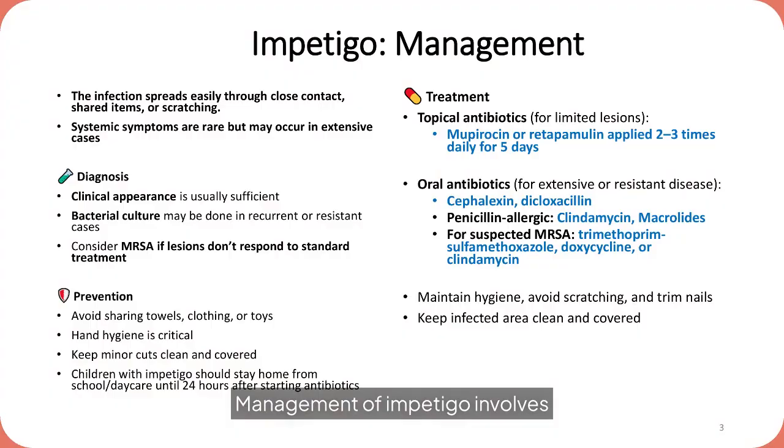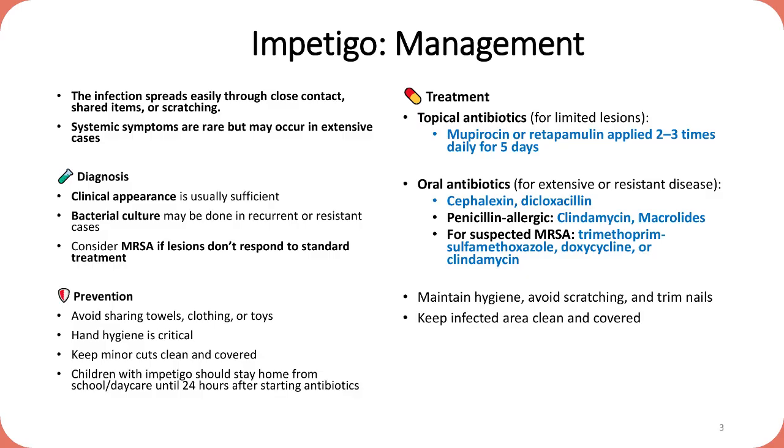Diagnosis is primarily clinical, but cultures may be considered in resistant or recurrent cases. Treatment depends on disease extent. Topical antibiotics like mupirocin or retapamulin can be used for localized disease, while systemic antibiotics like cephalexin or dicloxacillin can be used for extensive involvement. MRSA coverage should be considered for suspected and non-responsive cases.